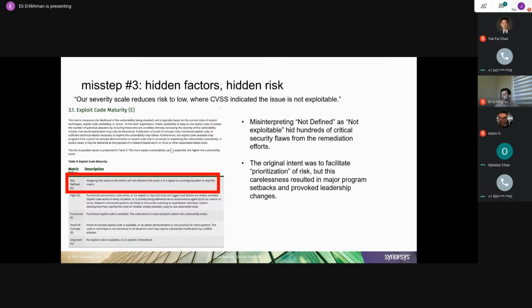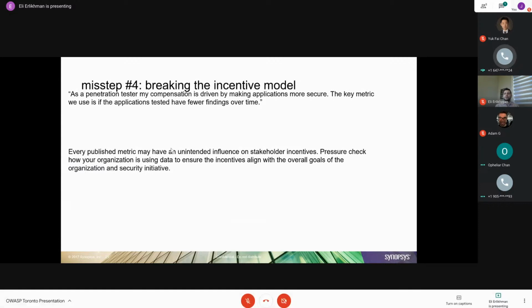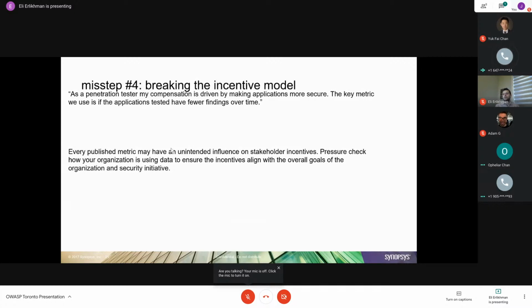Okay, so I have one more misstep, and I quickly talked about it, which is breaking the incentive model, right? Which is the Cobra effect I talked about previously. If you do not think about how the metrics will incentivize the community or the organization, then you potentially may set up your metrics in such a way that encourages the wrong behavior versus the right behavior, right? So every time you come up with a metric, think about how it will influence the stakeholders.